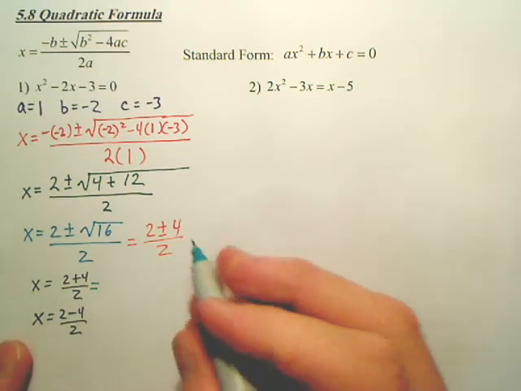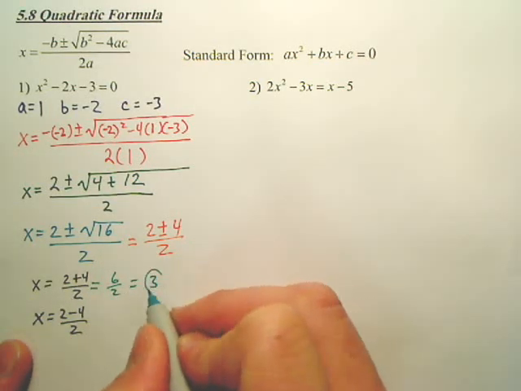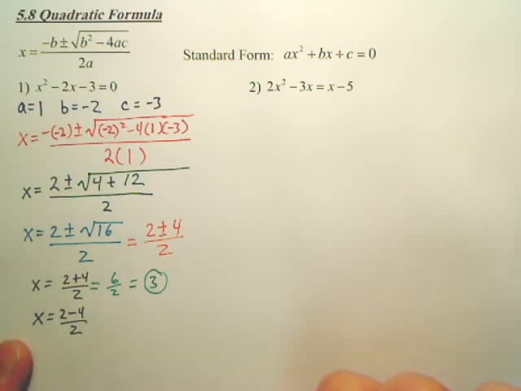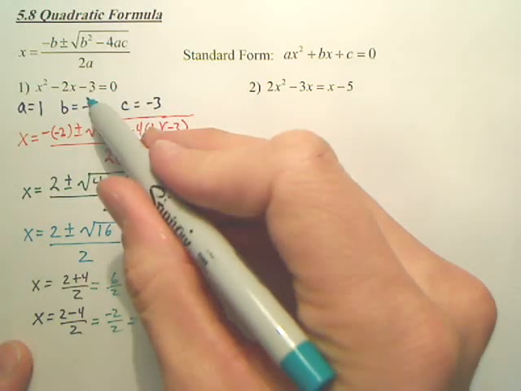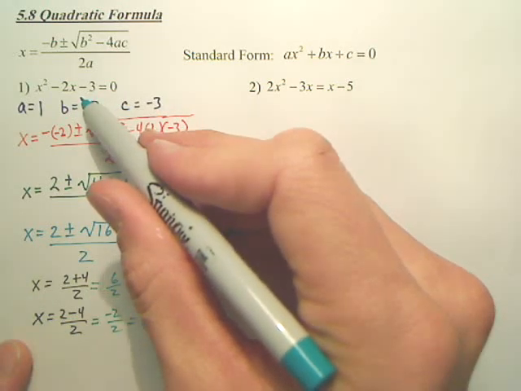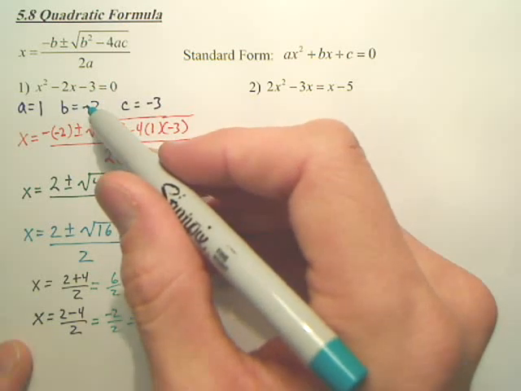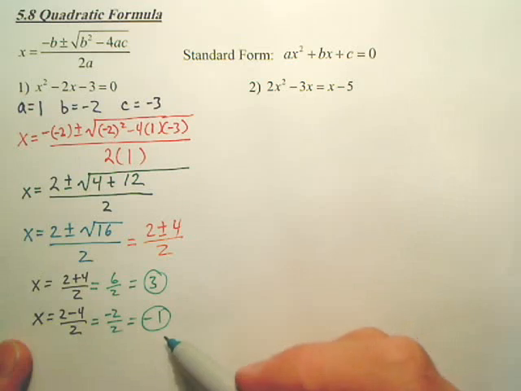This one, well, 2 plus 4 is 6. 6 divided by 2 is 3. Good. And this one, 2 minus 4 is negative 2. Divided by 2 is negative 1. Now, would that have been easier just to factor this one and solve it? Yes. There'll be times where you need to use the quadratic formula. There'll be times where you get to choose. This one actually would have been easier to factor.